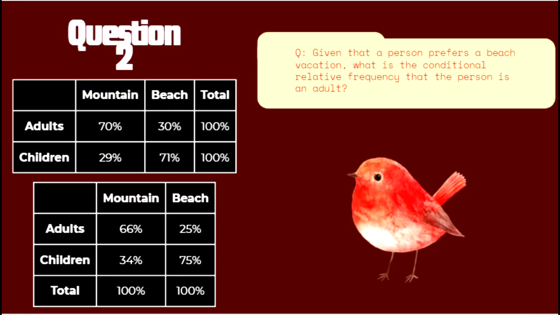Here's question number 2. This is your turn. Given that a person prefers a beach vacation, what is the conditional relative frequency that the person is an adult? So it's either here or here. Pause it, figure it out, come back.